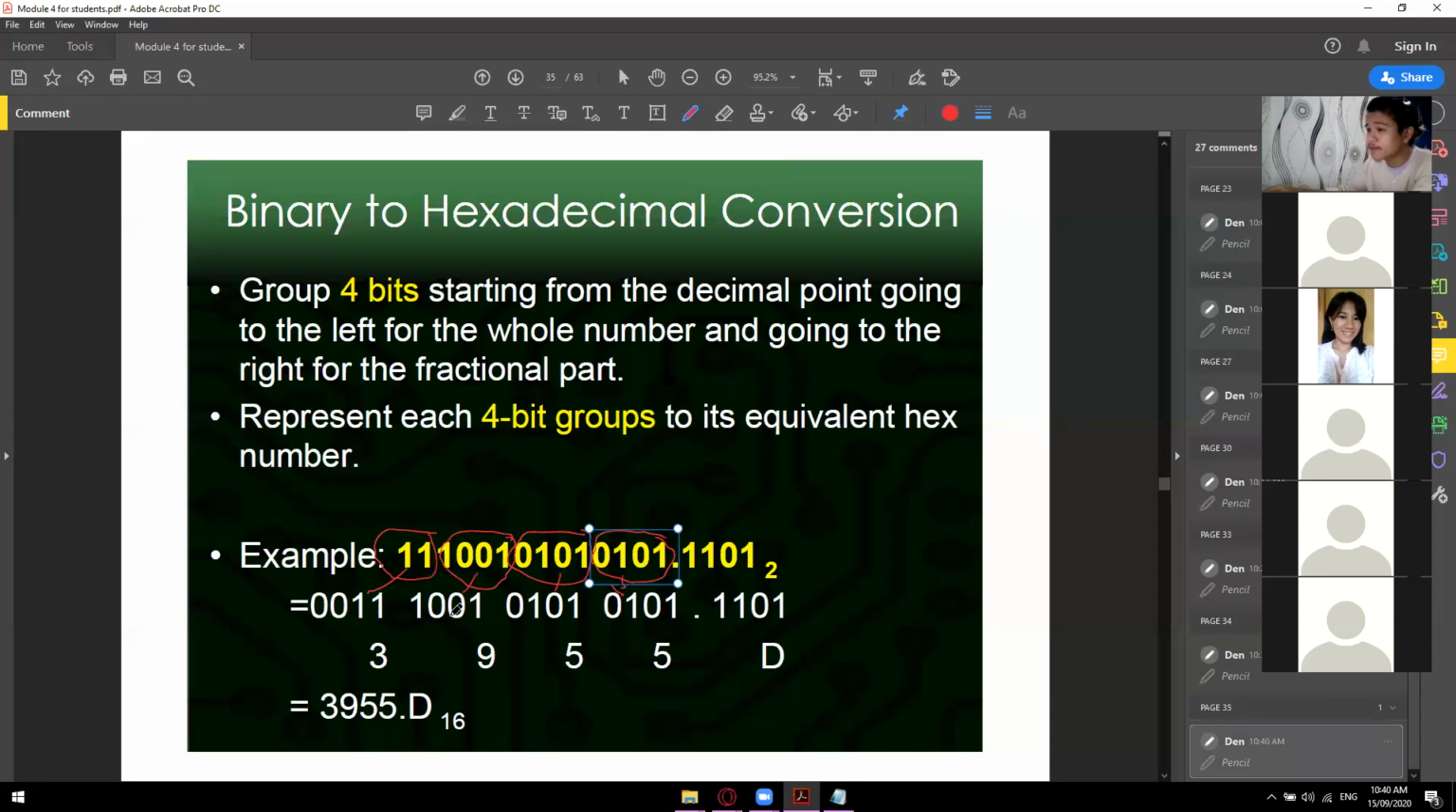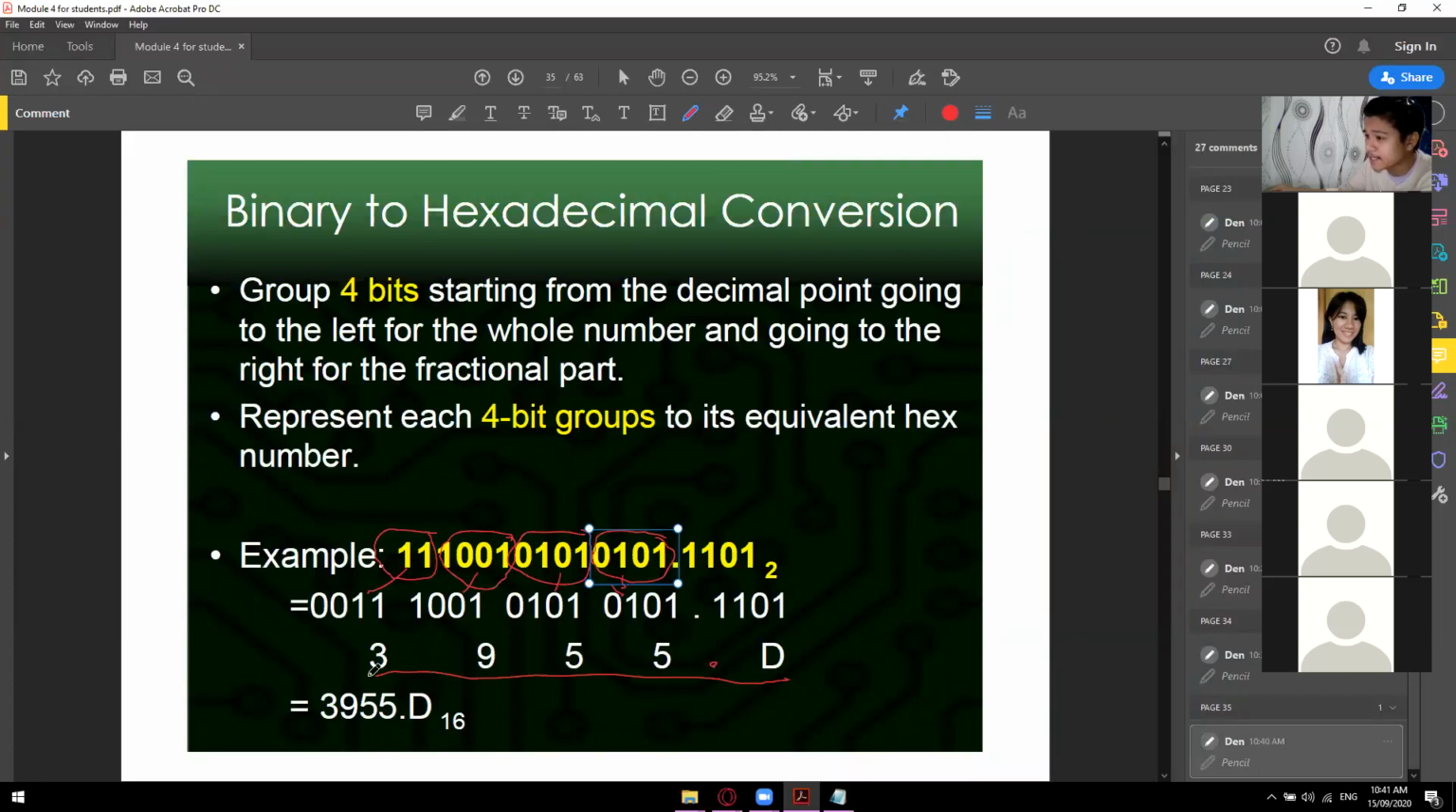Okay? So after you group them, you can convert them manually. So this is 1 plus 4 plus 8. So 1 plus 4 plus 8 is 13, wherein 13 is letter D. 1 plus 4, 5. 1 plus 4, 5. 1 plus 8 is 9. And then 1 plus 2 is 3. And then just combine these five. Don't forget the dot here in decimal.